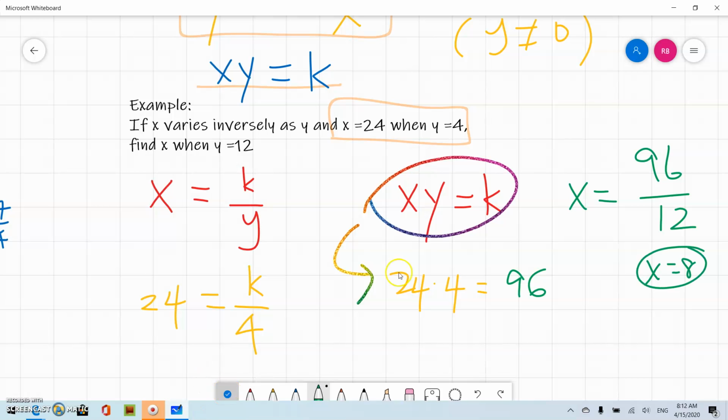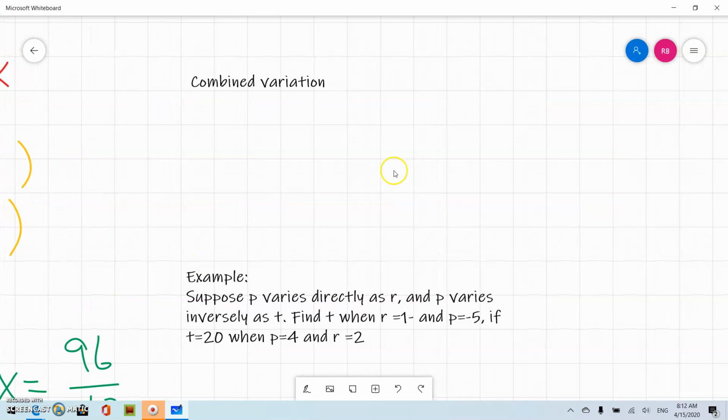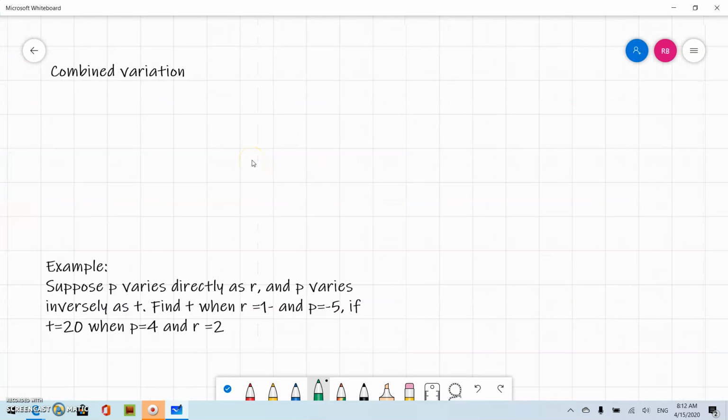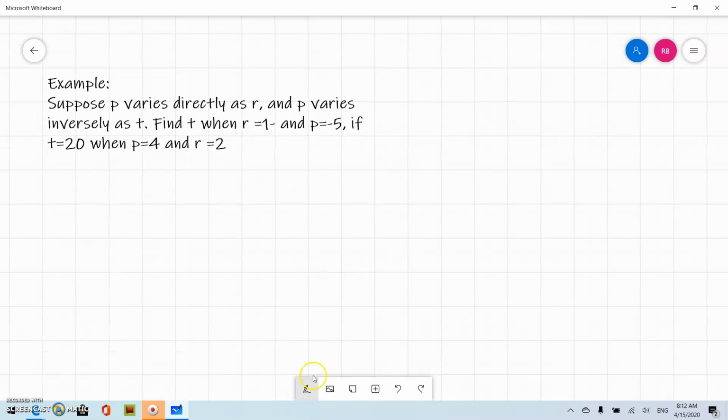Okay, so that's inverse. Last one, it's a combined variation. Combined variation is a variation that combines either direct, joint, or inverse. This one I can't really give you an example. You just need to understand inverse and direct variation and joint variation well, so that you can write a correct equation. Let me just go straight to the example to show you what it looks like.